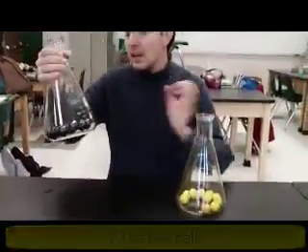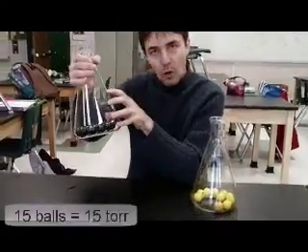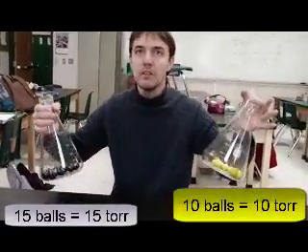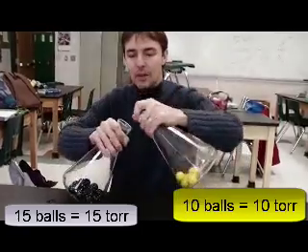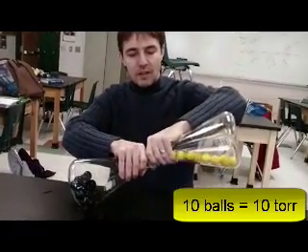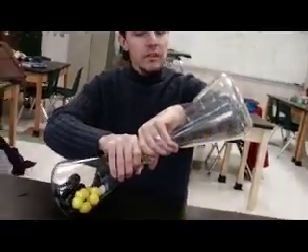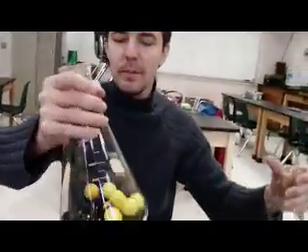Okay. Now in here I have 10 of the yellow ones. Again, moving around in random motion, but I'm not going to do it because I don't want to break another flask. So let's just say then that these 15 are exerting a pressure of 15 torr, and these 10 are exerting a pressure of 10 torr. And we just want to combine them together. So I'm going to pour the 10 into the 15. I could have poured the 15 into the 10. It doesn't really matter. Okay?